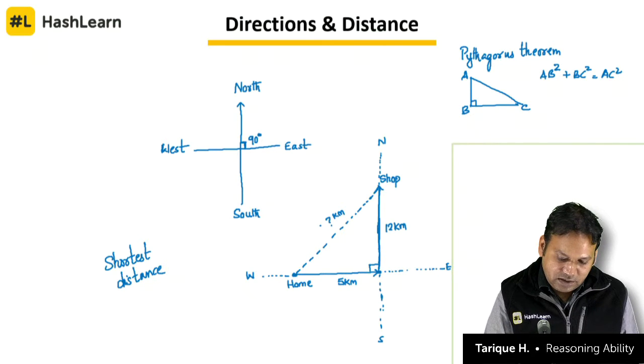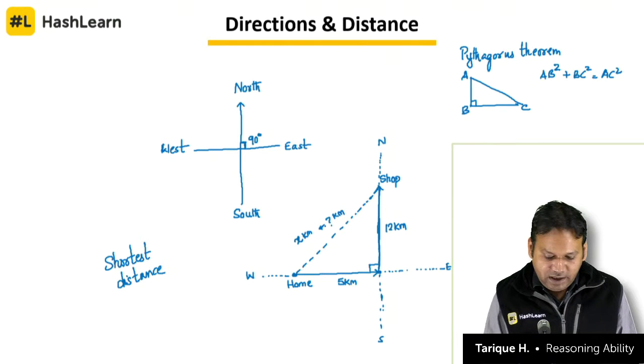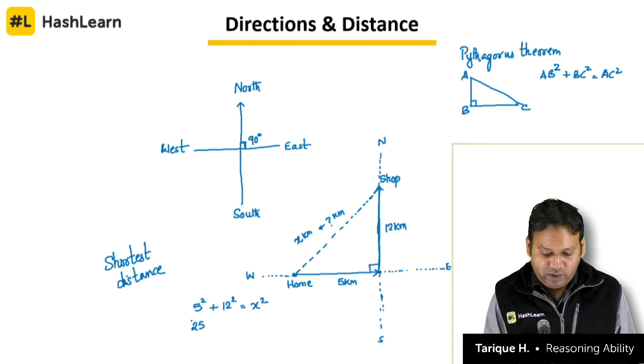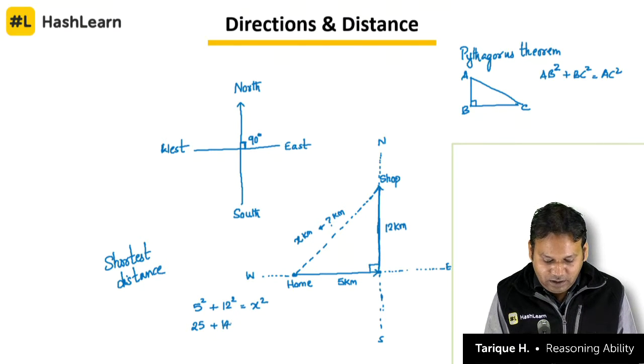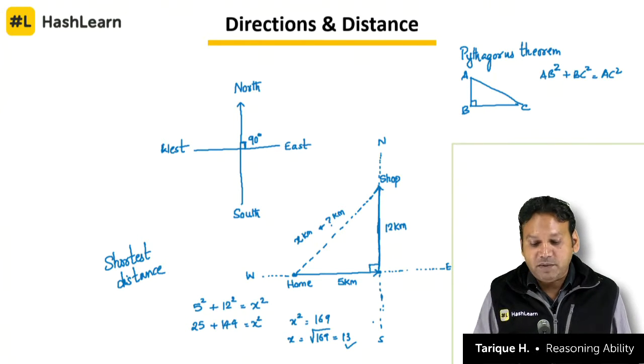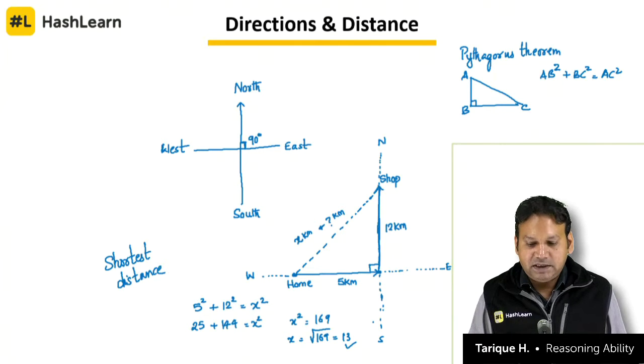So we can say let this third side be equal to x kilometers. Then 5 square plus 12 square is equal to x square, or 5 square is 25 and 12 square is 144, equal to x square. So x square is equal to 169, x is equal to under root 169, that is equal to 13. That is your answer. What is the shortest distance from his home to the shop where he has stopped? The answer will be 13.